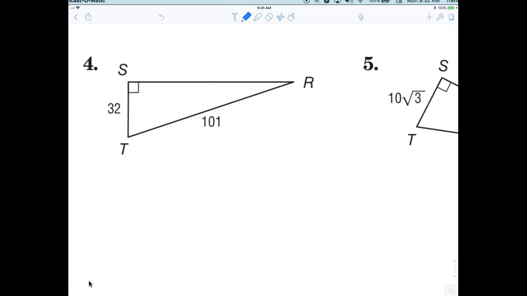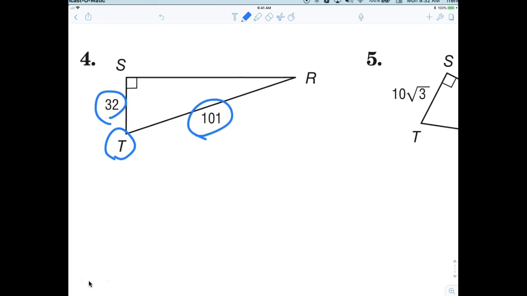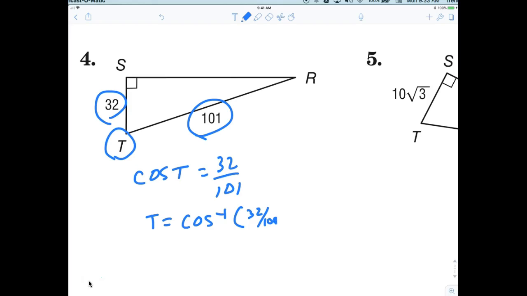Number 4. Again, we're looking at angle T. We're looking at the relationship between 32 and 101, adjacent and hypotenuse. So, adjacent is what? 32. Cosine of T is equal to 32 over 101. T is equal to inverse cosine, 71.5, which is approximately 71.5 degrees.